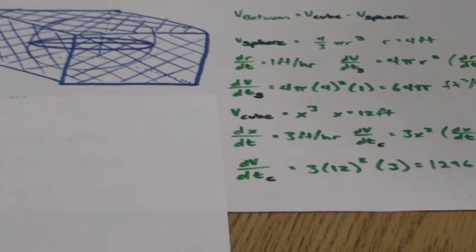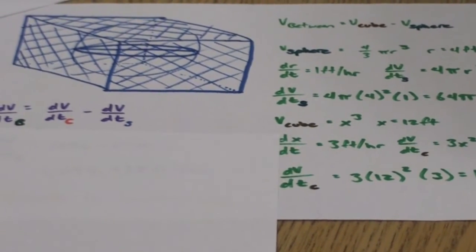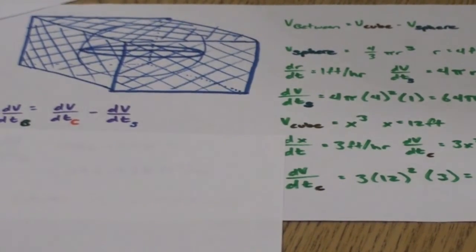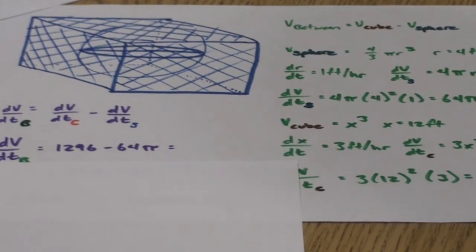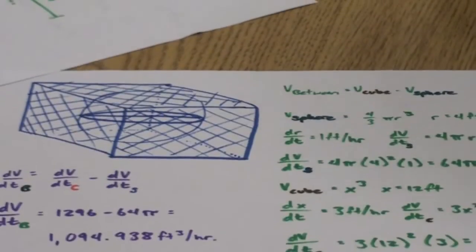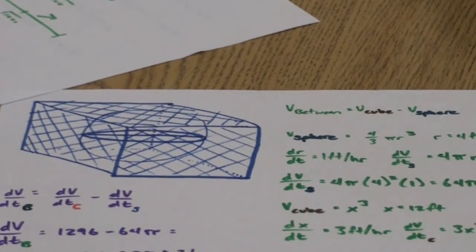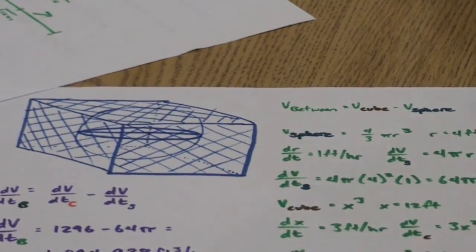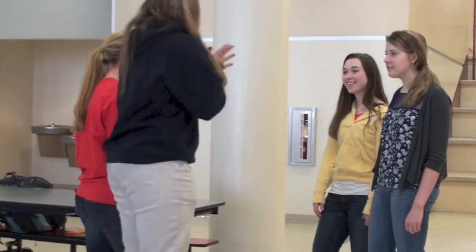We subtract the rate of change of the volume of the sphere from the rate of change of the volume of the cube and find it to be a positive number. Therefore, the volume between is increasing, and it is increasing at a rate of 1,094.938 feet cubed per hour. Great job.